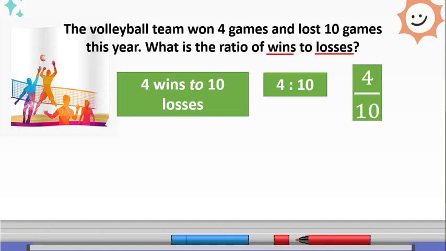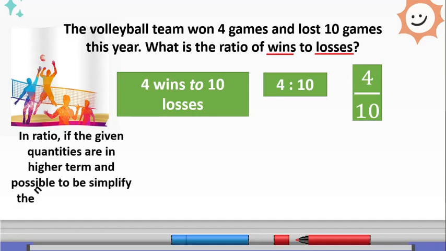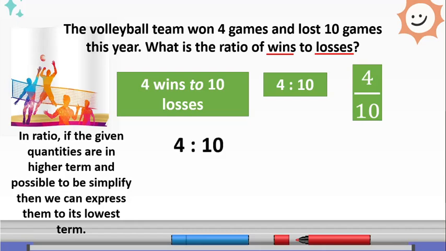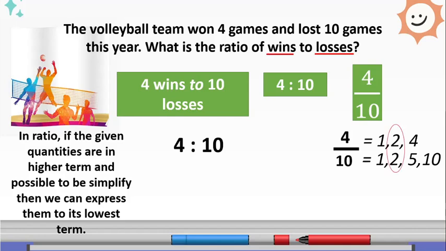But still, let me remind you that in ratio, if the given quantities are in the higher term and possible to be simplified, then we can express them to its lowest term by getting its GCF. 4 to 10, as expressed in fraction form, 4 over 10. We can do the listing method. Factors of 4 are 1, 2, and 4. Factors of 10 are 1, 2, 5, and 10. Therefore, their greatest common factor is 2.